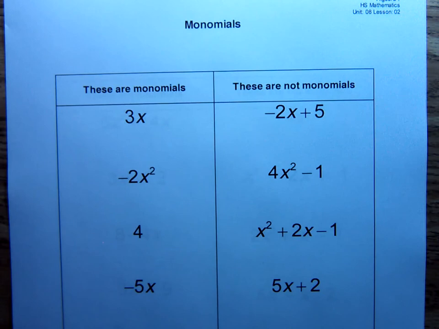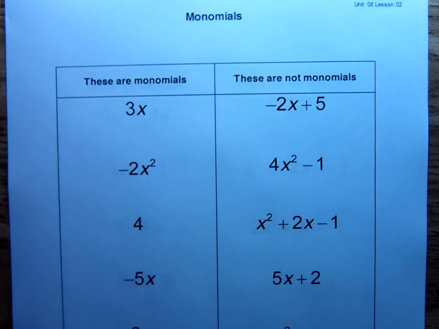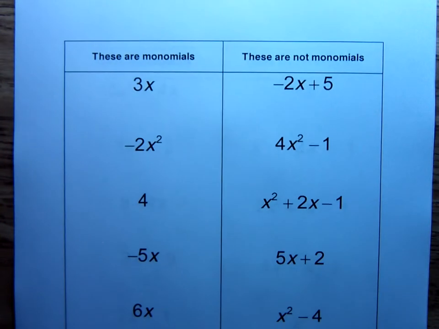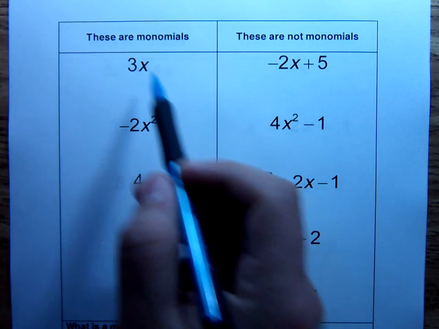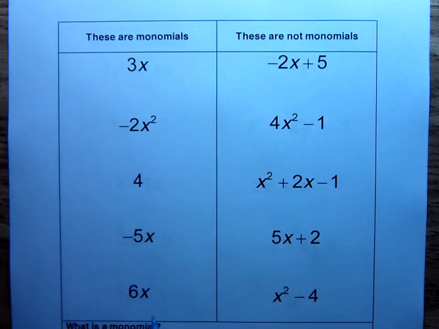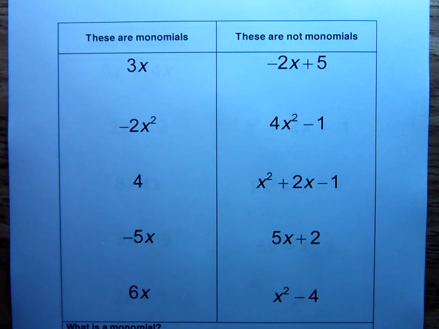All right, so first thing I want you to take a look at this paper here. Look at these numbers. These are monomials. We're going to talk about monomials. So just take a second to look at these two columns. On the left-hand side, these are all monomials. On the right-hand side, these are not monomials. So just go ahead and think to yourself and compare what they are. Look at the differences between them.